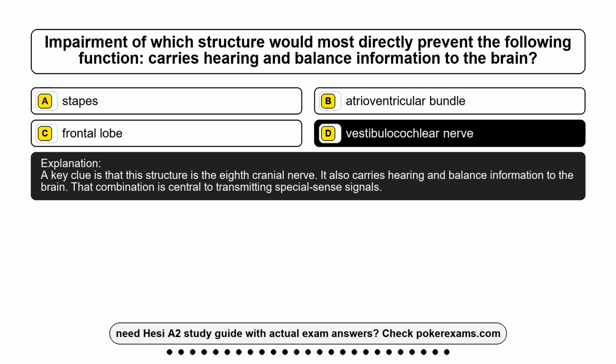A key clue is that this structure is the 8th cranial nerve. It also carries hearing and balance information to the brain. That combination is central to transmitting special-sense signals.